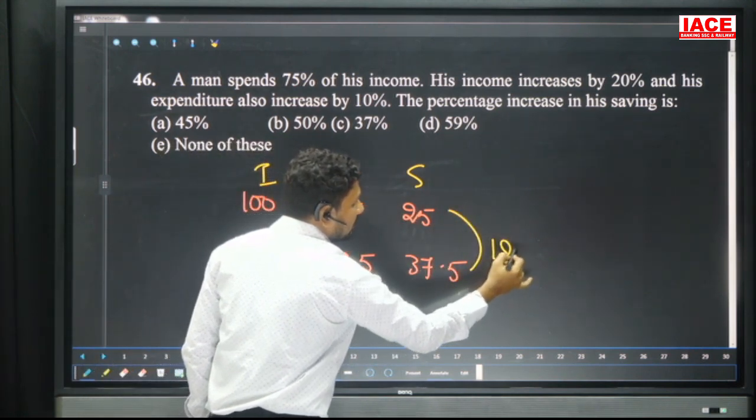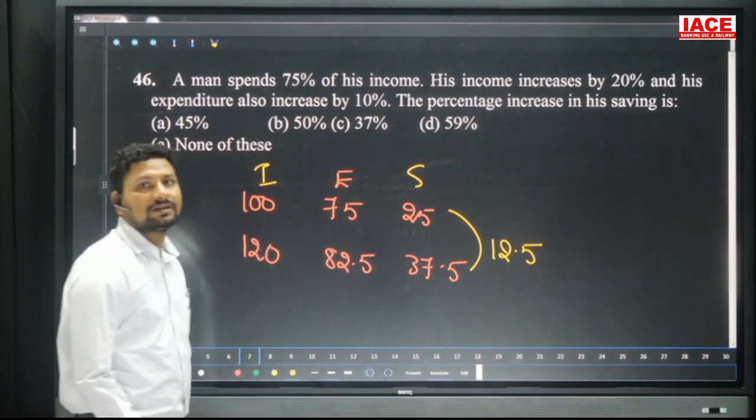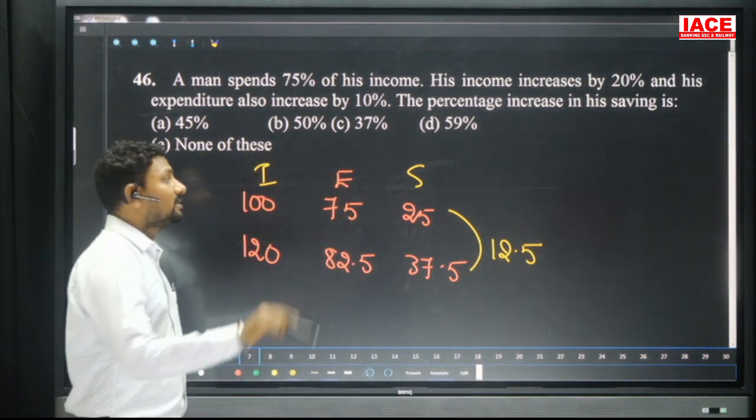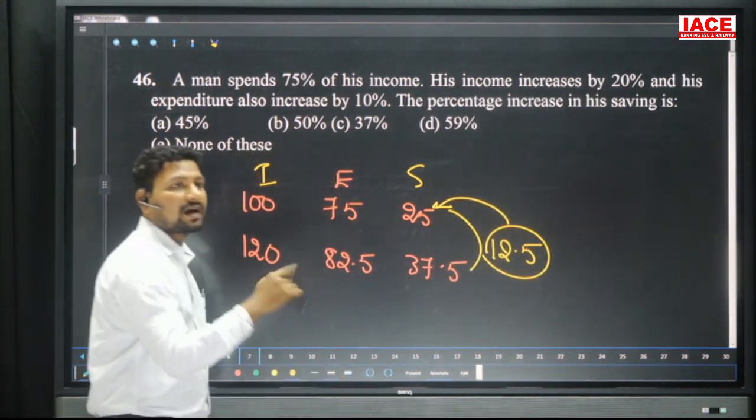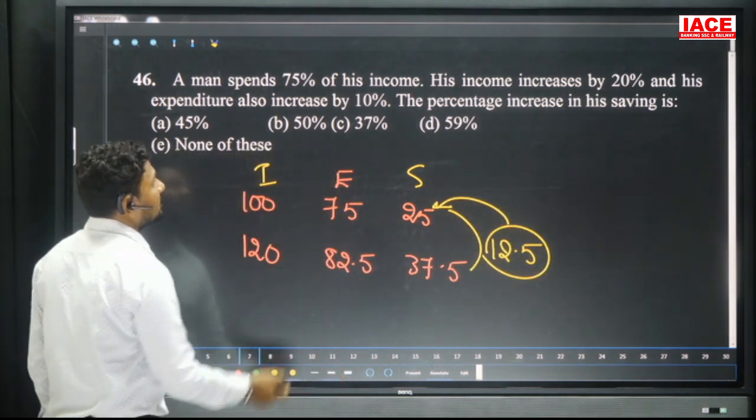His savings increased by how much because of the income increment? 12.5 increment. Then what percentage is the savings increment? 12.5 is half of 25. Half of the value means how much percentage increment? 50%. Option is B.